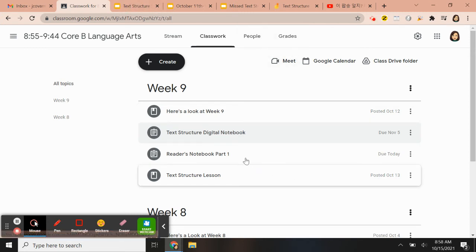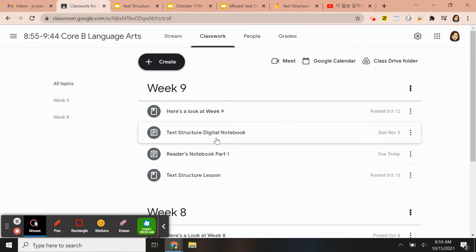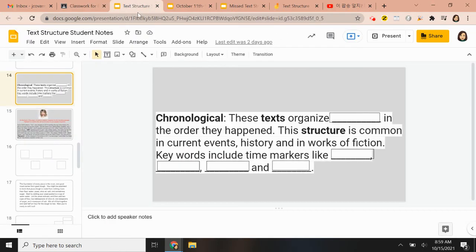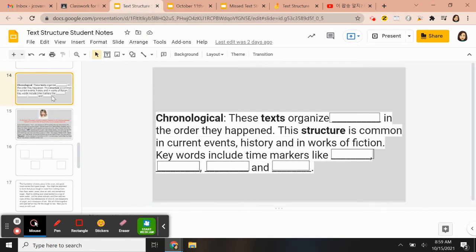All right. So once you guys find that text structure digital notebook, open it up, and you are going to want to be on slide 14, and it should look just like this. Okay.